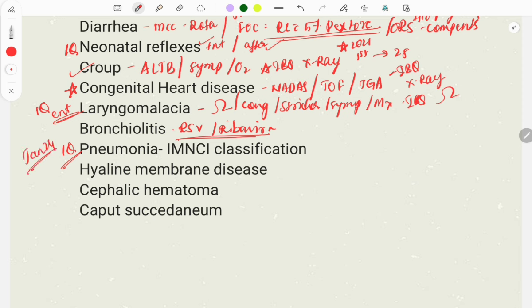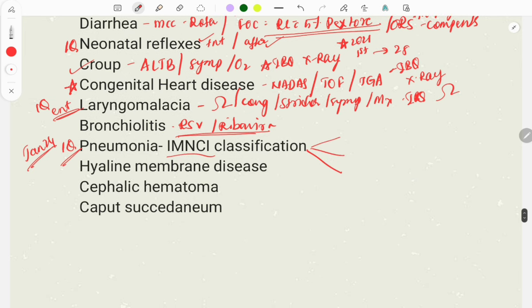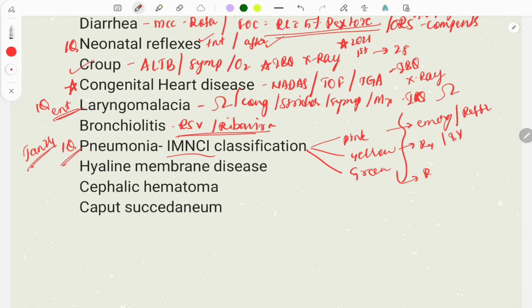The pneumonia question is usually asked based on the IMNCI classification. In this classification, it is categorized into pink, yellow and green. Based on the clinical features, you need to classify into these categories and accordingly treat. If it is pink, then it is an emergency and you need to refer to the hospital. If it is yellow, then you can treat it by giving IV antibiotics, and if it is green, then you only need oral antibiotics and the treatment can be done at home itself.